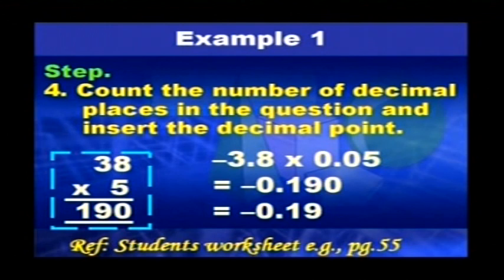Then, not forgetting the sign. You said your answer will be negative, so this sign must be included. So our answer is negative 0.19. Receiving students, we are going to practice using the steps and the rule by doing the following exercises.